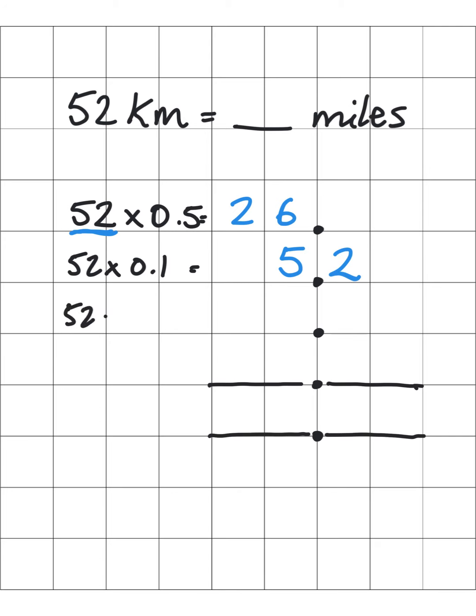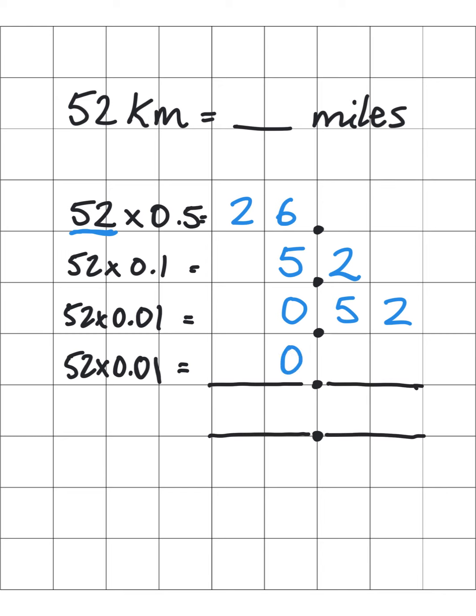Now we do 52 multiplied by 0.01 now. So again, it moves one more place to the right. So the 5 and the 2 are going to go there and there. But obviously we need a 0 in there. Same again on the next line. 52 multiplied by 0.01 gives you the same answer. And then we're ready to add it up.